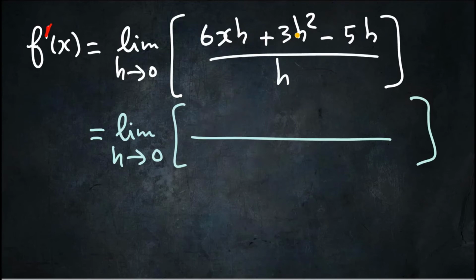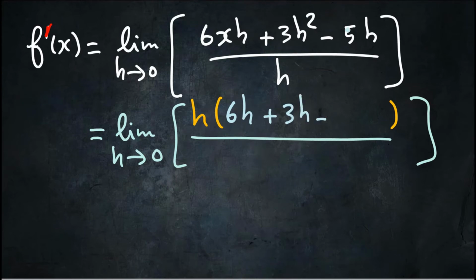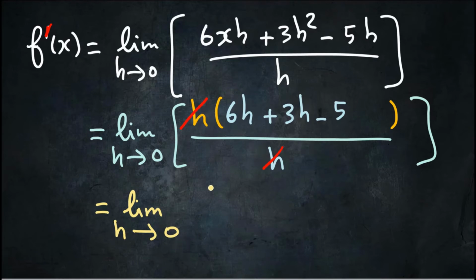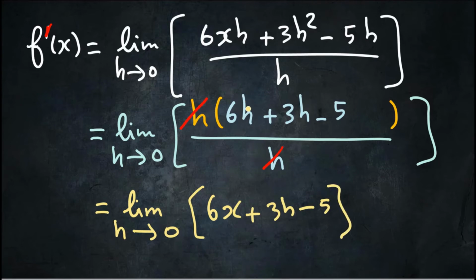We have h as a common factor, so we move out h, and we're left with 6x plus 3h minus 5 over h. And we cancel out the h's. We have the limit when h approaches 0 of 6x plus 3h minus 5. This is not h, this is x, right? Because 6xh, when you move out the h, you're left with 6x. Not 6h, but 6x.